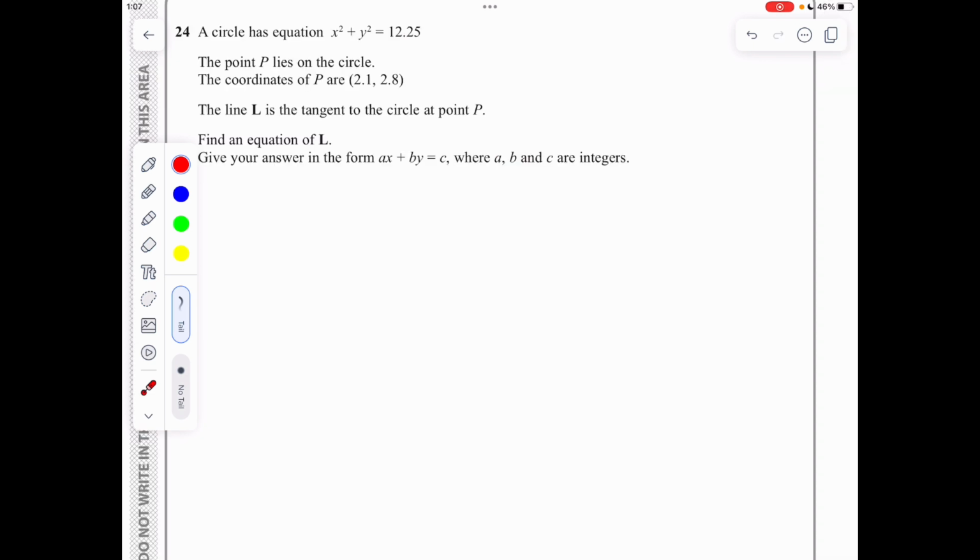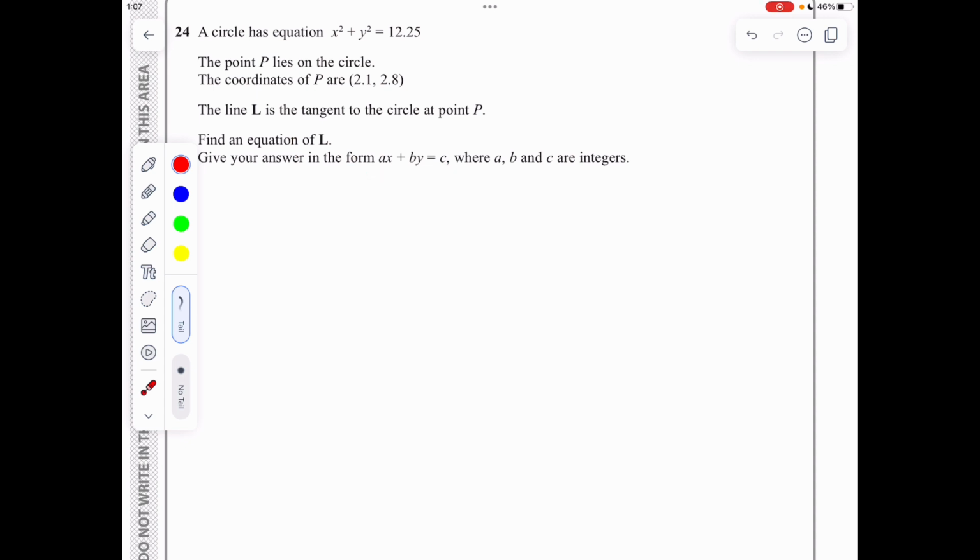In 24, we have a circle with the equation x squared plus y squared is 12.25. We've got the point P with coordinates 2.1, 2.8 lying on this circle, and the line L is a tangent to the circle at the point P. We need to find an equation for L, giving our answer in this particular form.